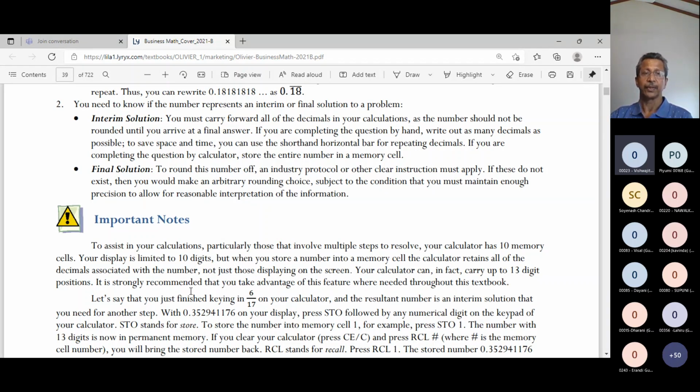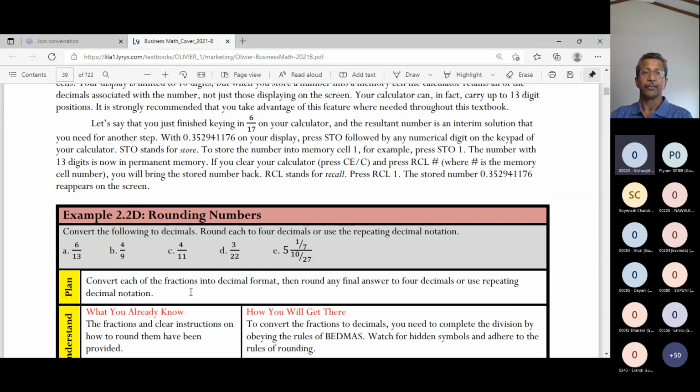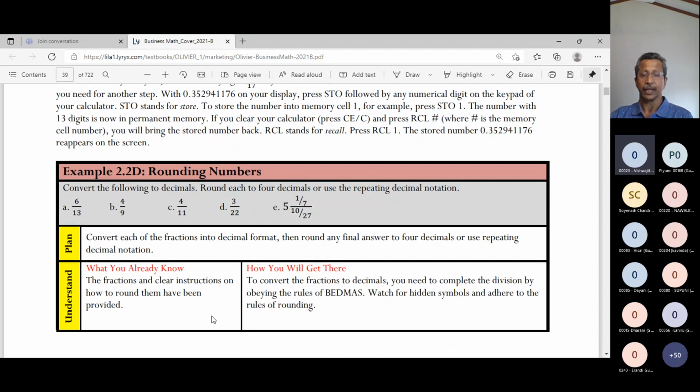Important notes. 2.2D rounding numbers. Okay. Now there are a few examples here. You can go through them on your own. You have got the link, right? Convert the following to decimals. Round each to 4 decimals. So use the repeating decimal notation.